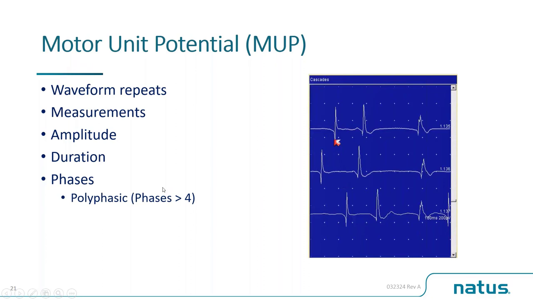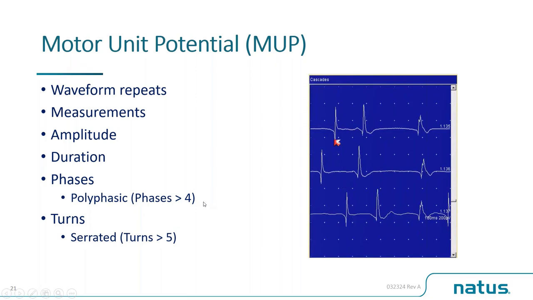We can look at phases, which is how many times it changes the polarity. So this waveform goes down. So that's phase one, goes up, phase two, down, phase three. So this motor unit potential has three phases. A simple way is to measure the number of zero crossings or the baseline crossing. Here I have crossing number one, crossing number two, and you add one to the measurement, that gives you the number of phases. The waveform is described either as being simple or polyphasic. Polyphasic is when you have four or more phases.